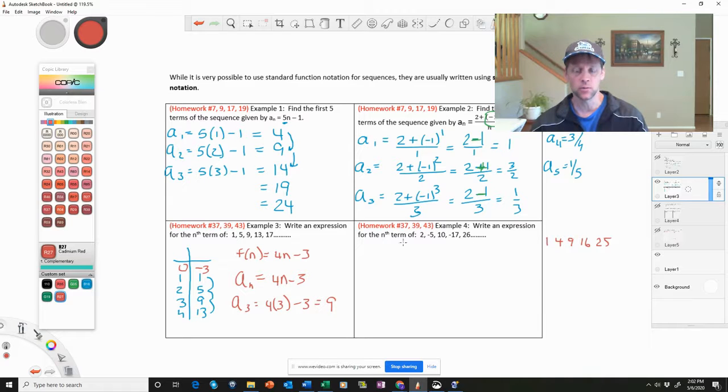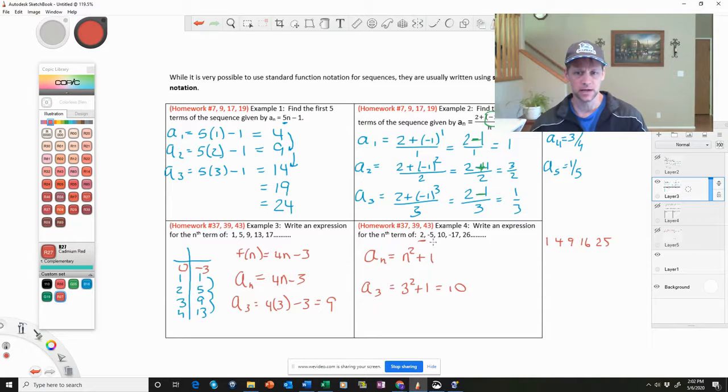These numbers are simply one more than the perfect squares. So let's see. Our formula is going to be just take these and square it. So let's see. Let's try n squared plus 1. So watch what happens now. So for example, the third term here is going to be a sub 3 equals 3 squared plus 1, which is in fact 10. But there's a little problem with my formula.